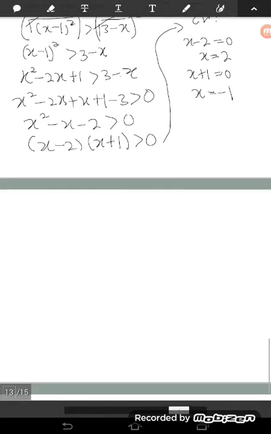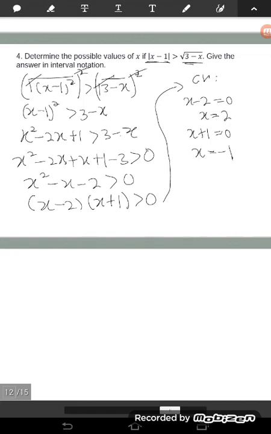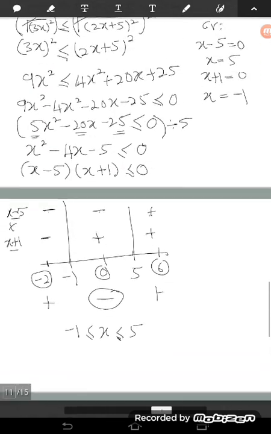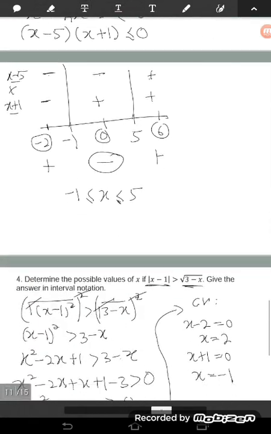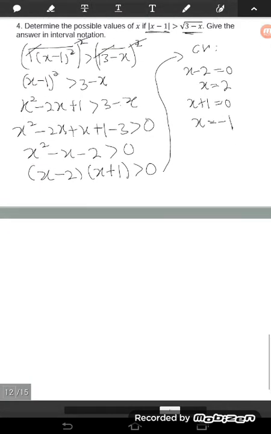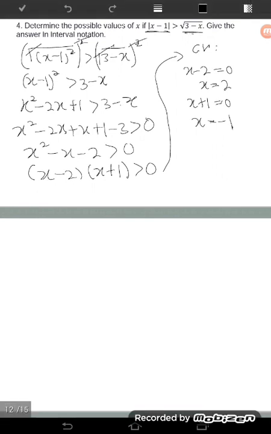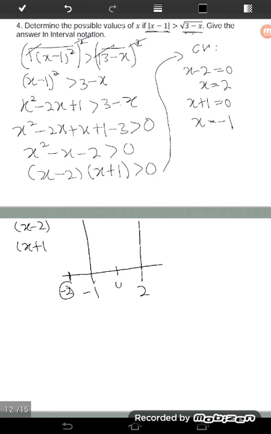Okay, so draw the interval table. Okay, so ni nak jawapan dalam interval notation. Yang atas tadi saya lupa. Ni tak minta apa-apa, so tak kisah. Okay, so yang ni, okay, so we have here negative 1 and here 2. Okay, so we have x minus 2 and x plus 1. So choose any value before negative 1. So let's say negative 2. Between negative 1 and 2, 0. After 2 is 3.